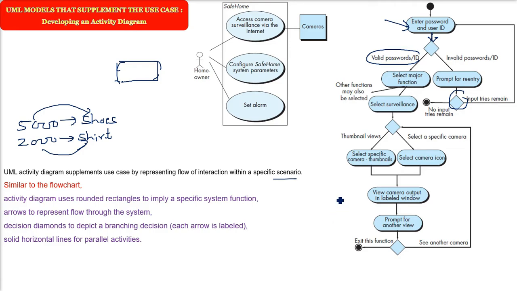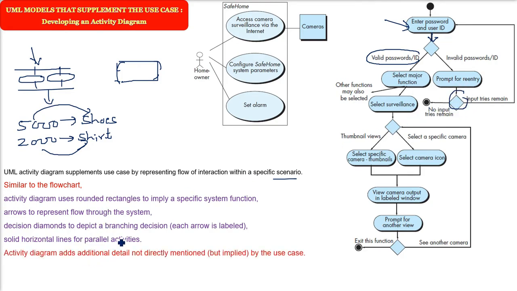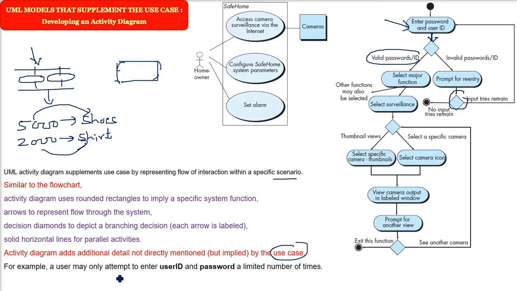There are multiple ways to represent it. Sometimes we draw these horizontal lines, and then inside this we write various parallel activities. I'll show you parallel activities here. So these are the different figures normally used. A round circle with a bold circle, that is the end. So the activity diagram is additional. Whatever is implied by the use case, we add it to the activity diagram.